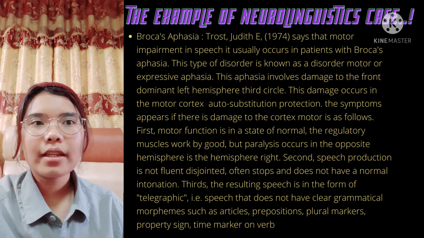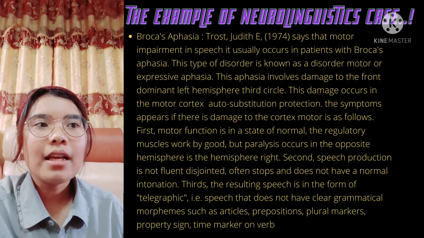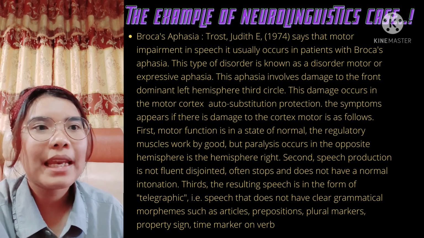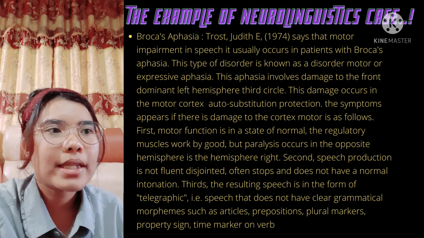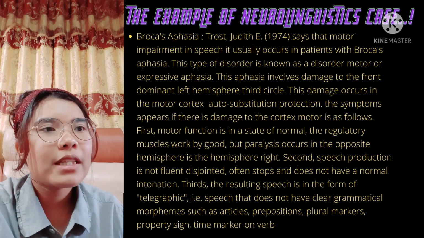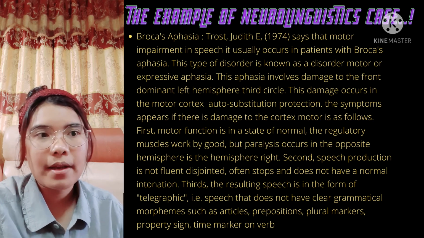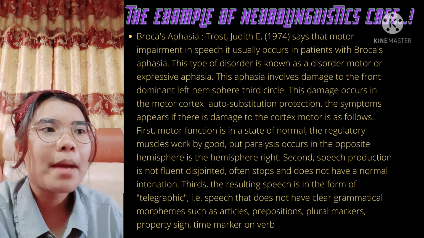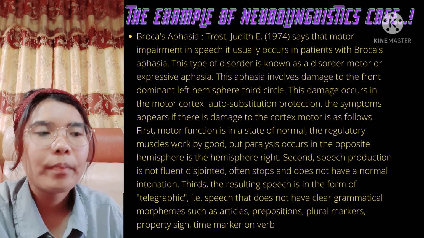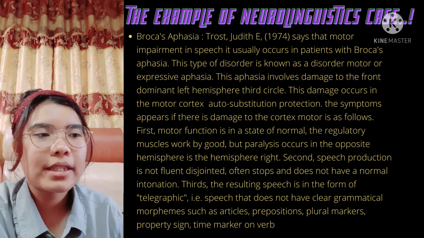And the second is Broca's aphasia. Ross Judith E. 1974 says that motor impairment in speech usually occurs in patients with Broca's aphasia. This type of disorder is known as a motor or expressive aphasia. This aphasia involves damage to the front dominant left hemisphere third circle. This damage occurs in the motor cortex.